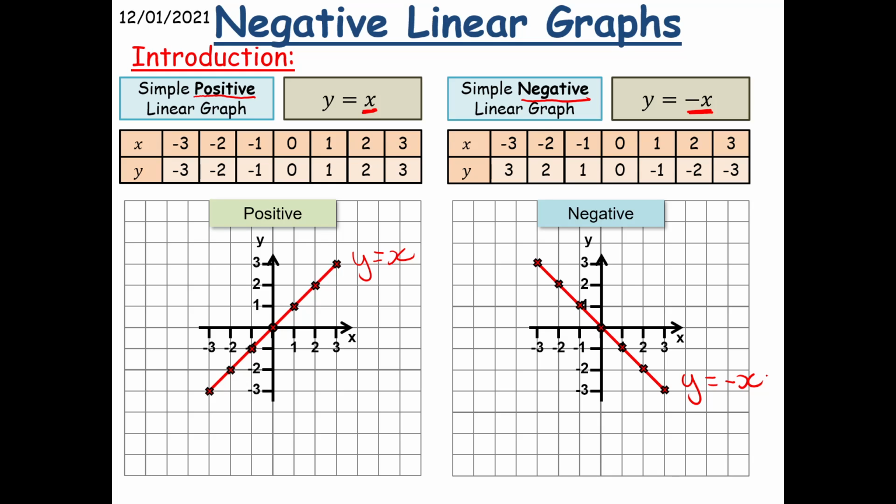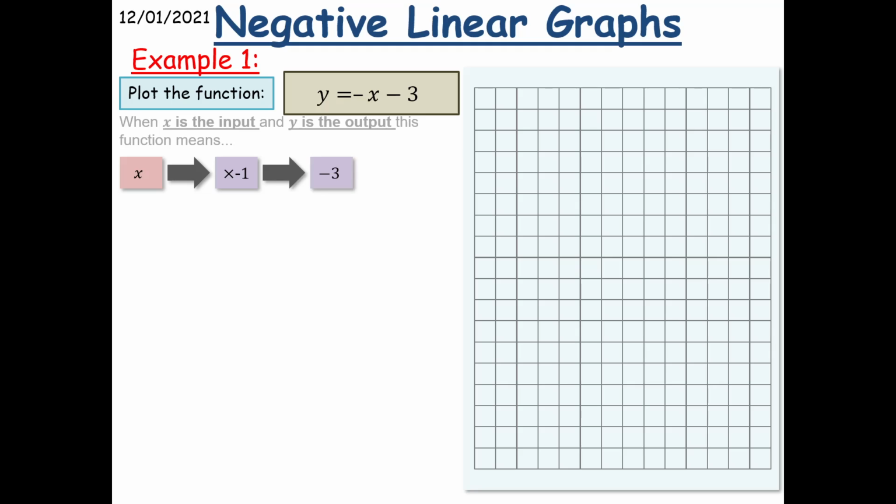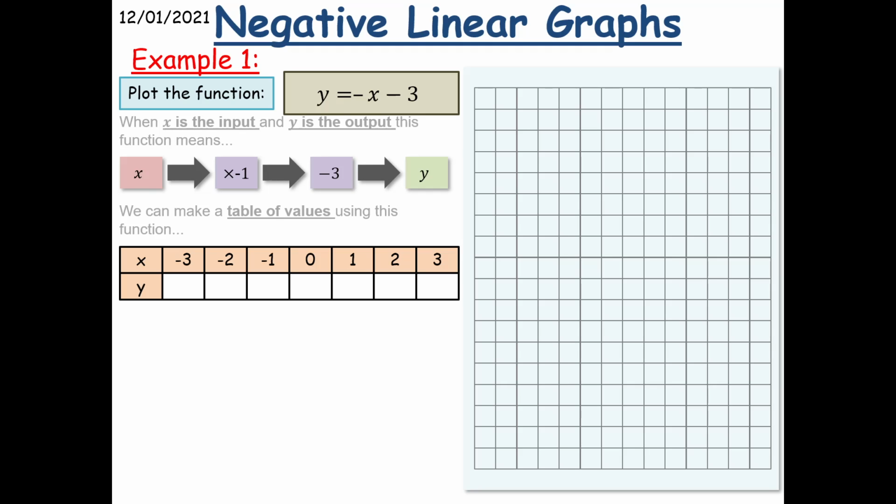Let's do some examples of negative linear graphs. So here's the first function, y equals negative x take away 3. So to get y, our input is x and our output is y. So what we'll do with x is, because it's negative x, that's the same as multiplying it by minus 1 and then taking away 3, and that gives us y. So here's our table of values.